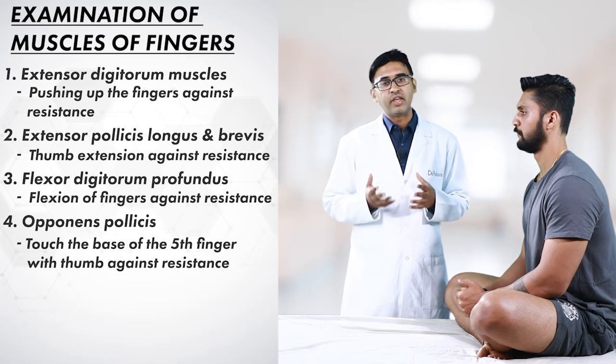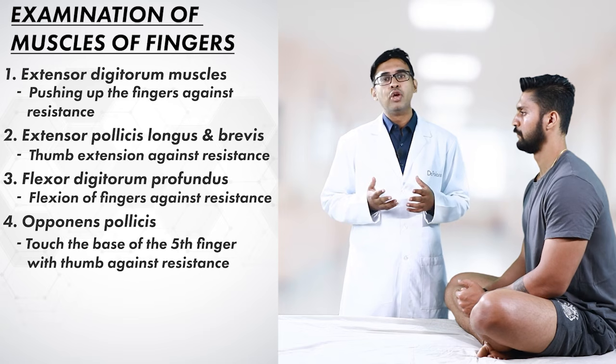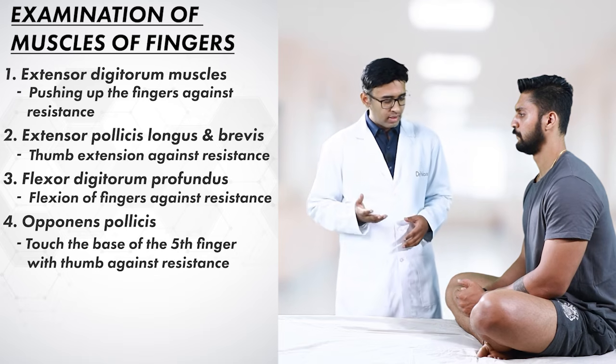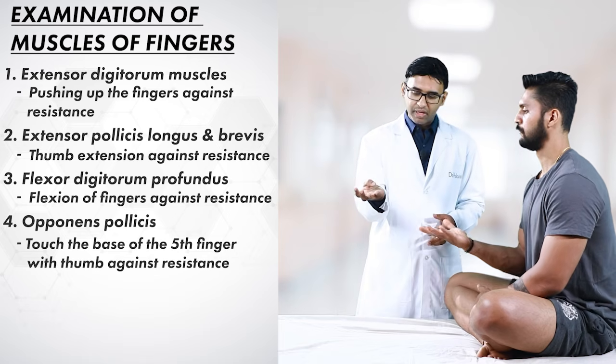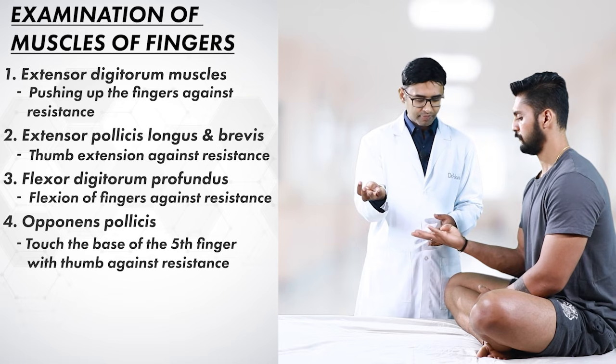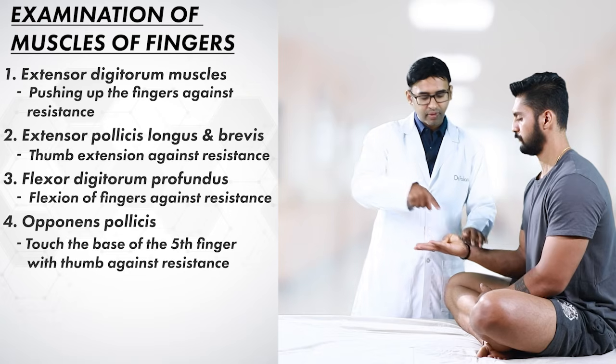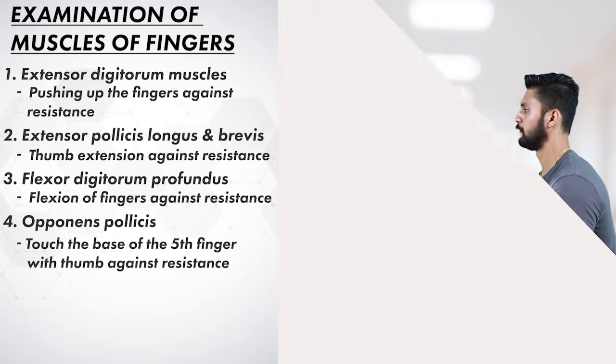The opponens pollicis is tested by asking the patient to touch the base of his fifth finger with his thumb, while the examiner tries to resist this motion. Can you try to touch the base of your fifth finger like this? This checks the opponens pollicis.